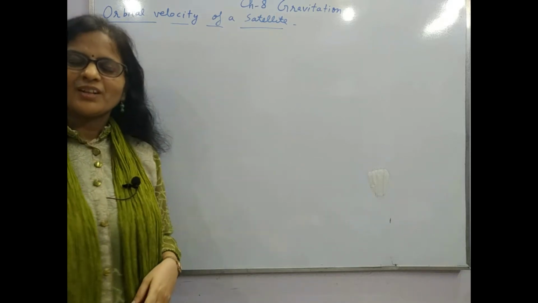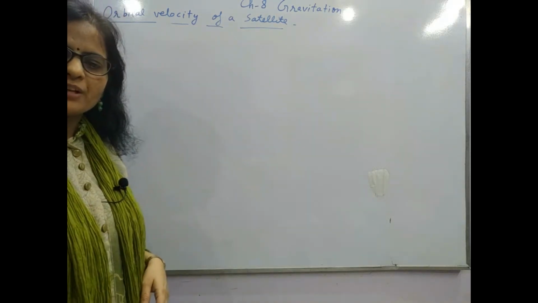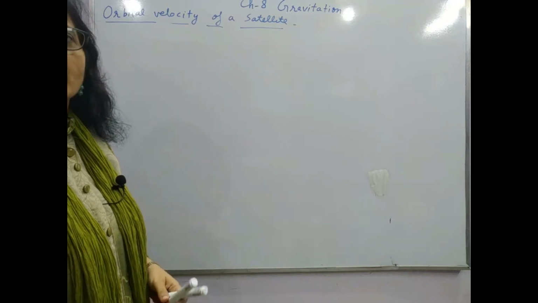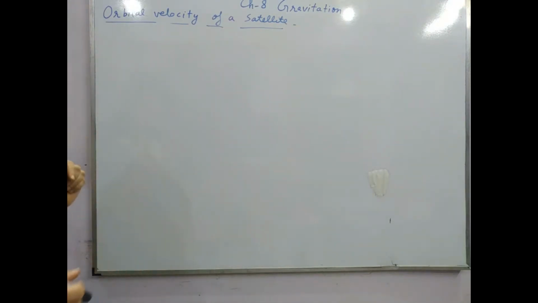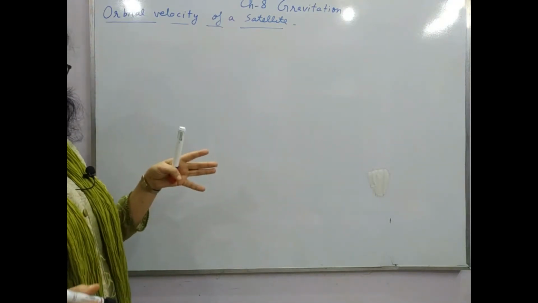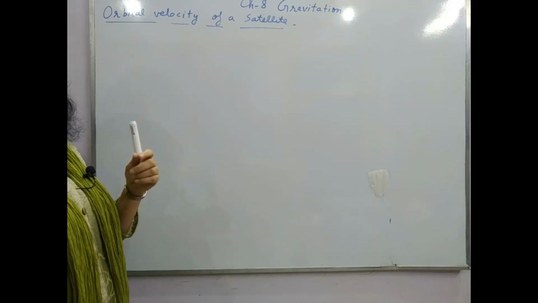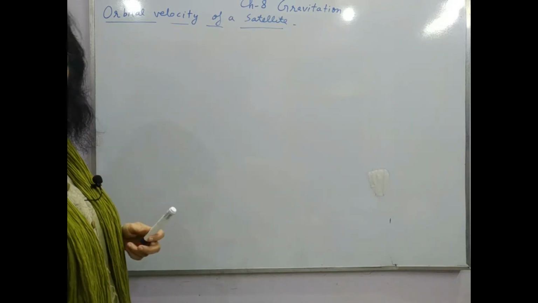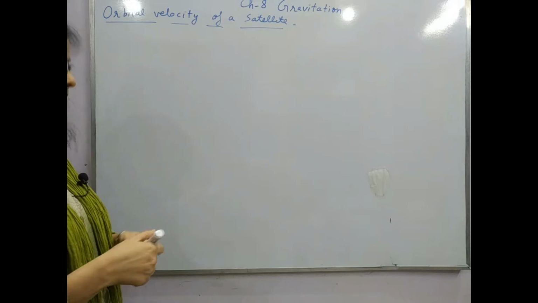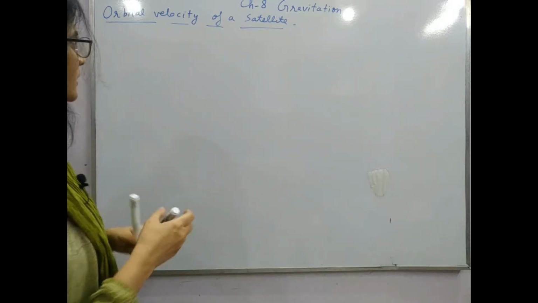Hello everyone. Today we will study the orbital velocity of a satellite. Orbital velocity is the velocity of a satellite which is required for it to move on a circular path around a heavy object. So we can define it in short.